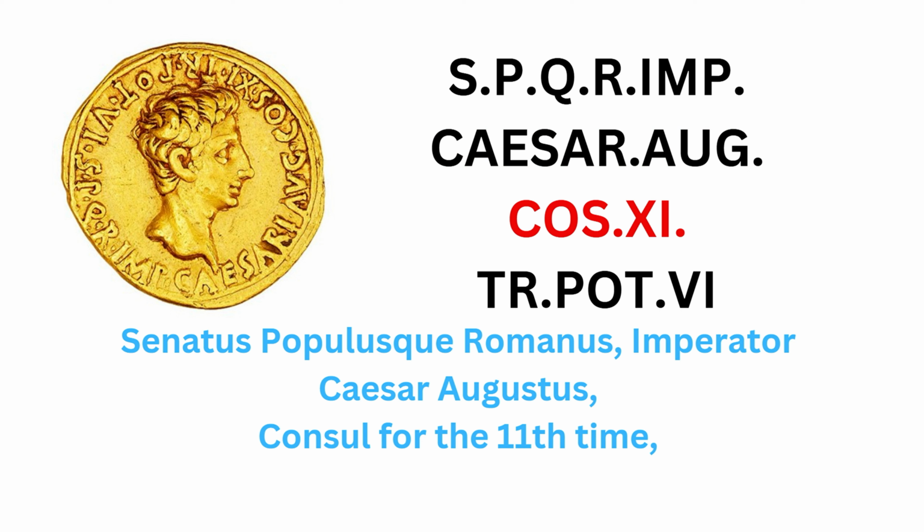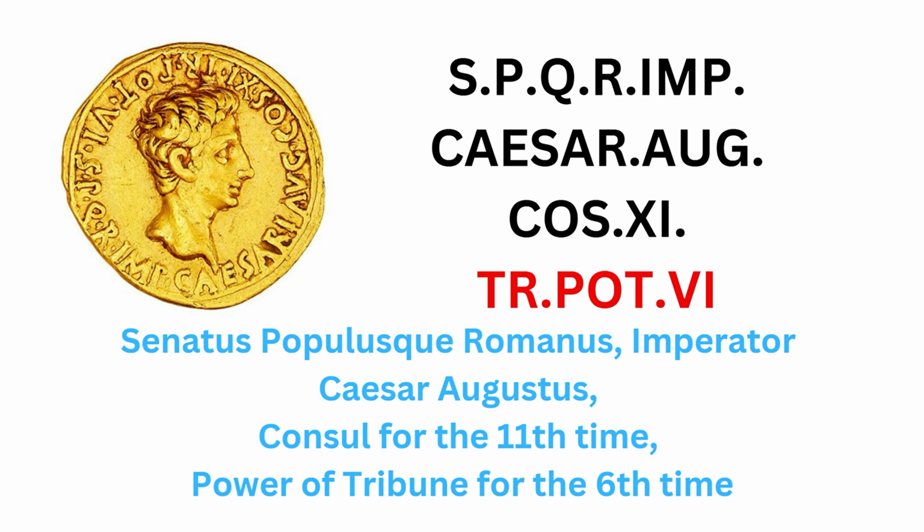And it's COS XI. This is when he's been consul for the 11th time. So that's quite a feat, actually, to be elected consul 11 times. This is by far the most anyone had been made consul in the past. Previously, the record was 7, so Augustus has smashed this. And the final line, TR POT VI, means he's had power of the tribune for the 6th time. Sometimes that's shortened to TRP. In this case, we've got TRI POT, tribunicia potestas.